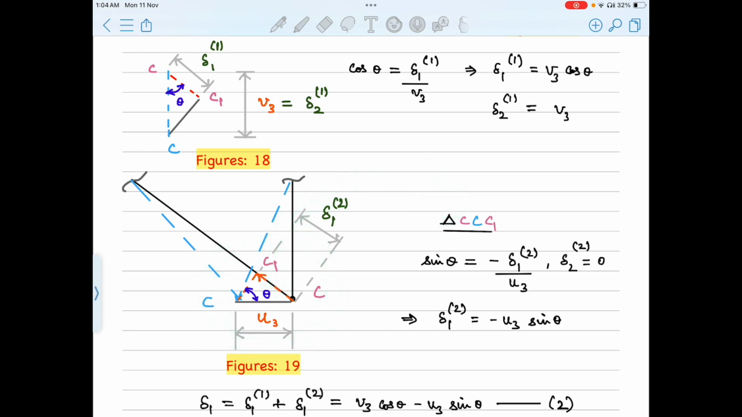As we see, AC shortens in this case, right? We have already said that this is shortening. We use a negative sign, right? In the RHS of what we write for sine theta. Okay.